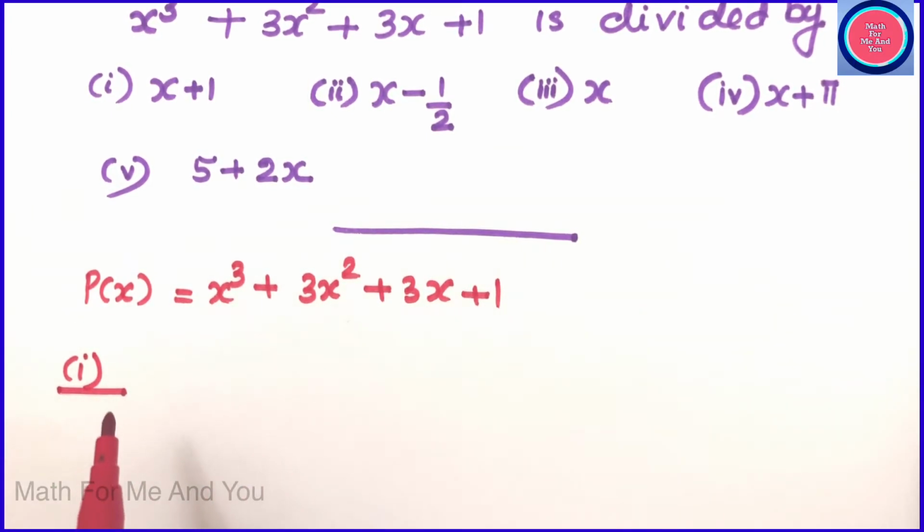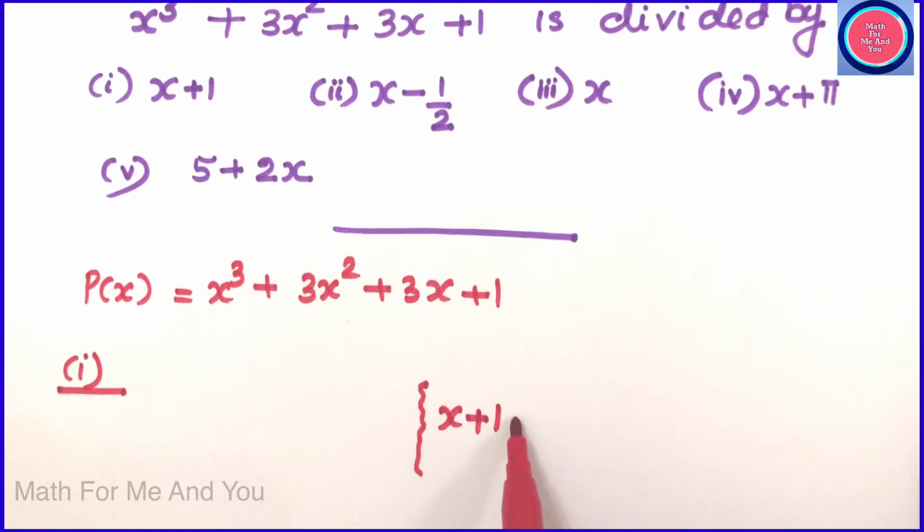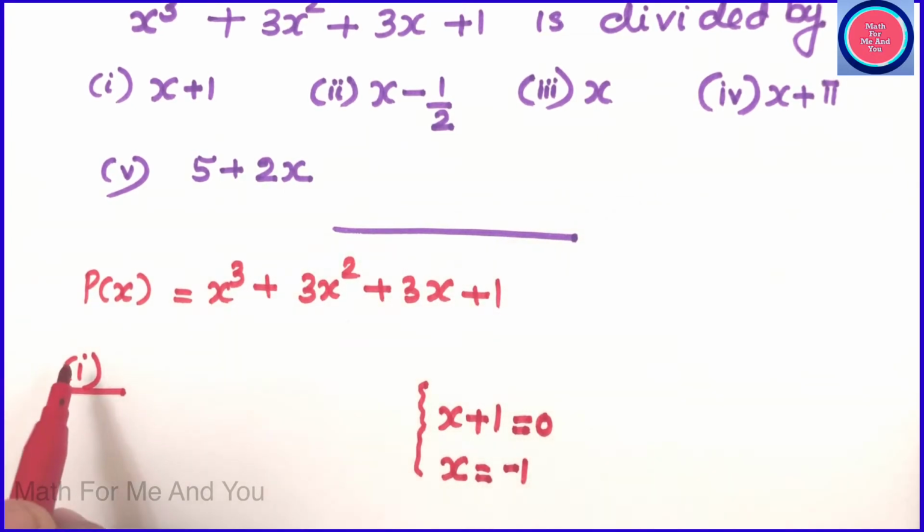According to the remainder theorem, if x minus a is a linear polynomial, then p of a is the remainder. Here, the linear polynomial is x plus 1. We first write this as equal to 0. From here, we can find x. Move 1 to the right side, it becomes minus 1. So here we get a value for x. Substitute this in the polynomial.